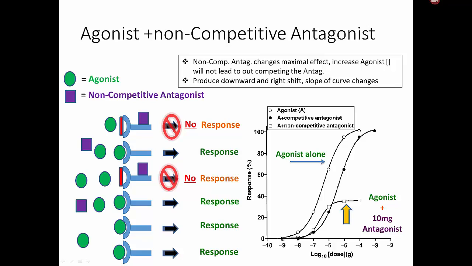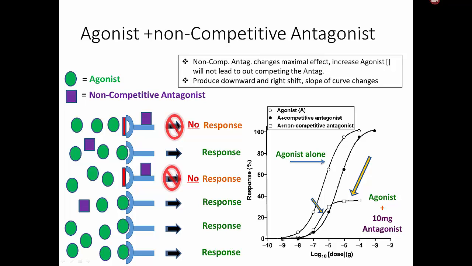Now let us look at what happens when you add a non-competitive antagonist to increasing concentrations of agonist. The non-competitive antagonist is represented as a purple square. When the non-competitive antagonist binds the receptor, it is unable to activate the receptor, but blocks the ability of the agonist to bind. The dose-response curve with the yellow arrow represents what happens as you increase the amount of agonist. The action of the non-competitive antagonist cannot be overcome by increasing the dose of agonist. This is because the agonist and antagonist binding sites are different. Hence, the agonist will not displace the antagonist molecule.